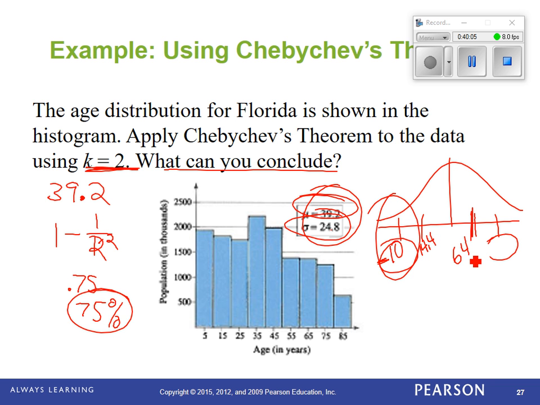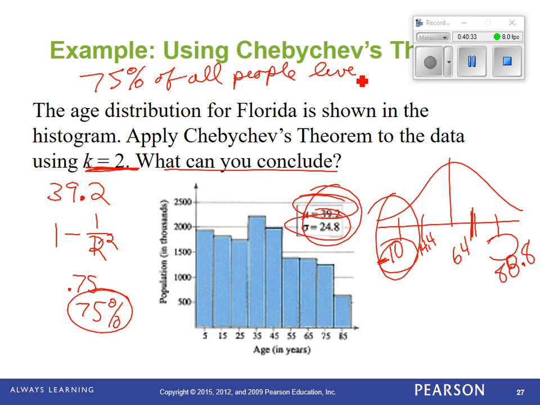Then add that to it again. What's that going to be, about 88.4 or 88.8? Is that right? So what we're saying is that when we're looking at this, we're saying that 75% of all people who what? Live in Florida. And this is what you got to be able to do. You got to be able to explain this. Live in Florida.